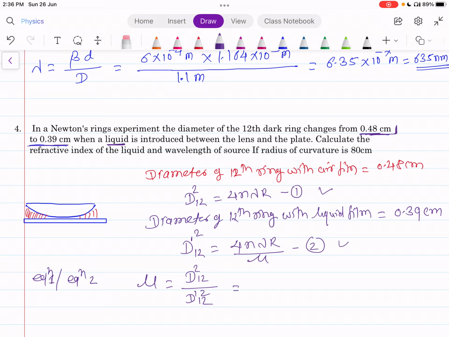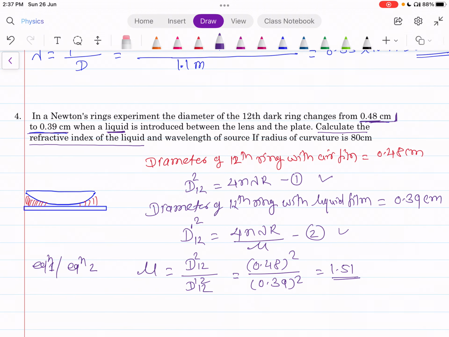So 0.48 square divided by 0.39 square, and that comes equal to 1.51. So the refractive index of the liquid is 1.51. Now what is asked is to calculate the refractive index of the liquid and the wavelength of the source. So we got the refractive index.